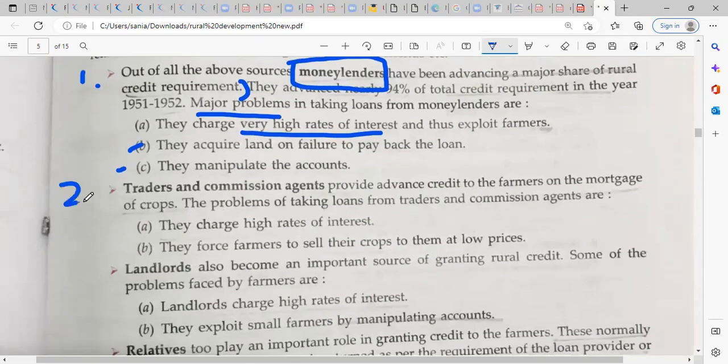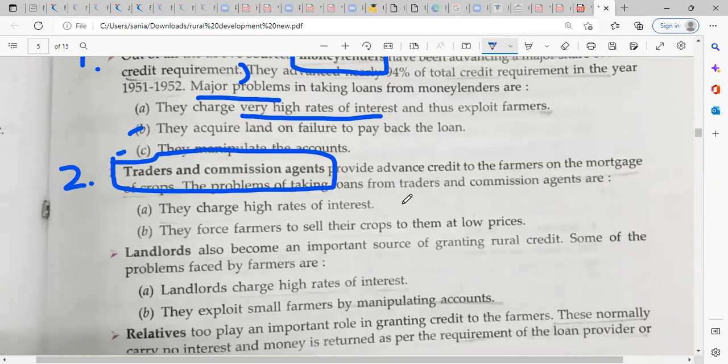The second one is trader and commission agent. But again they have problems. Ma'am, what are the problems over here? They charge high rates of interest and they force farmers to sell crops at a lower price. So they ask farmers to clear it at low prices.